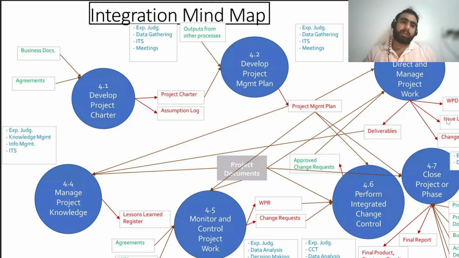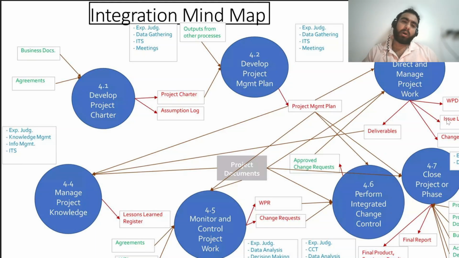How are we going to make a project charter? First of all, we will get some business document from where this problem arises, at a high level. And if we have some agreement, we put the agreement here. One of the important components of the project charter is the assumption log. In the assumption log, we are assuming this thing is going to happen, and that's the reason we are creating this project. So every assumption is put in the assumption log while creating a project charter.